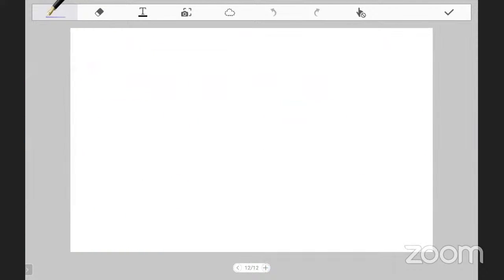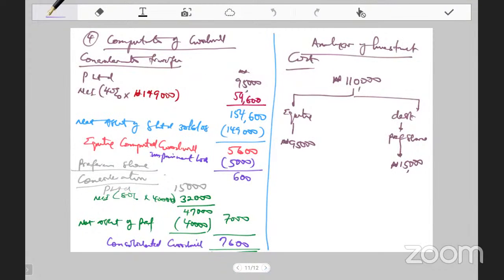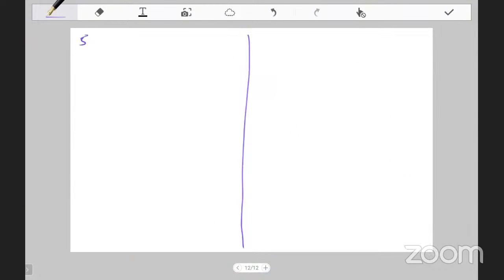What's the next adjustment? We have done group structure. We have done net assets. So what are we moving to? NCI. What was the last one? Note 4. So I move to note 5, the computation of non-controlling interest. Okay, so in that case, let's quickly take it.